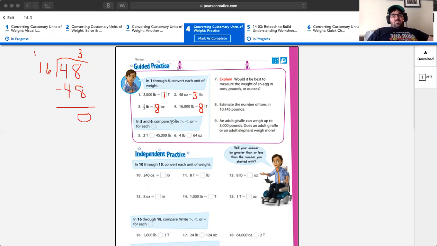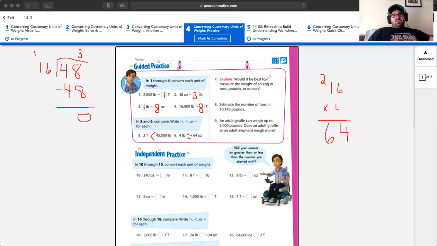Question 5 and 6, compare, write greater than, less than, or equal to for each bubble. Which one is bigger, 2 tons, which is 4,000 pounds, or 45,000 pounds? 45,000 pounds. What's bigger, 4 pounds or 64 ounces? Well, if you don't know what 16 times 4 is, you can do the work. 16 times 4. 4 times 6 is 24. Write the 4, carry the 2. 4 times 1 is 4, plus 2 is 6. Oh, 64, 64. This actually is equal to.